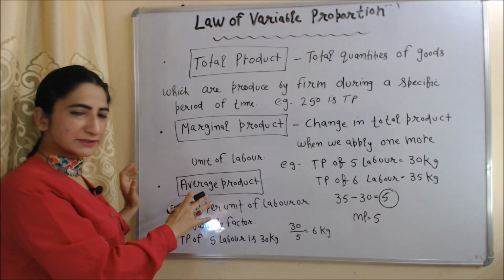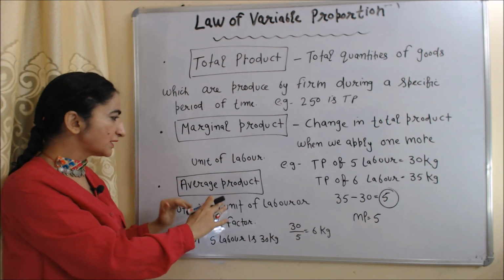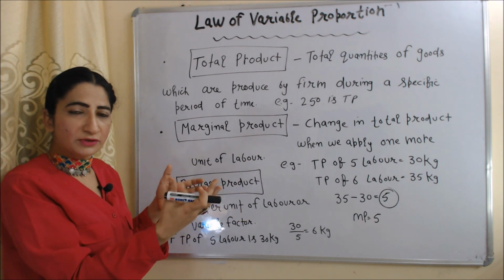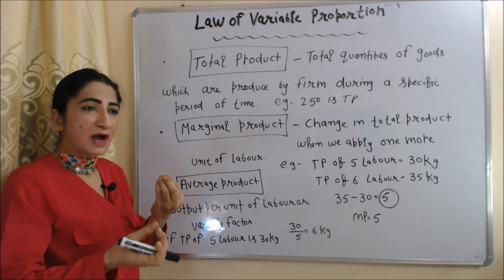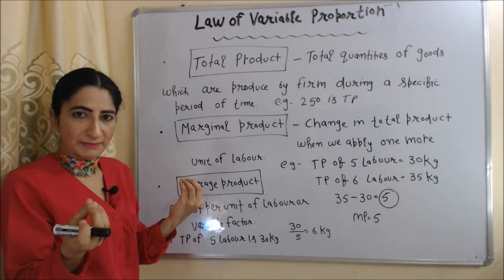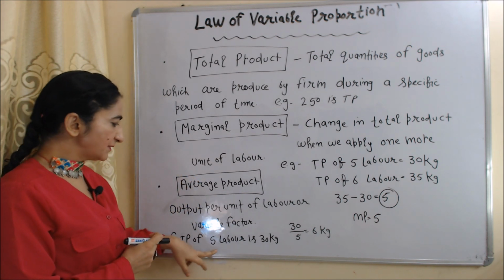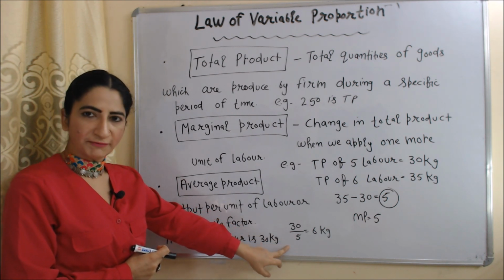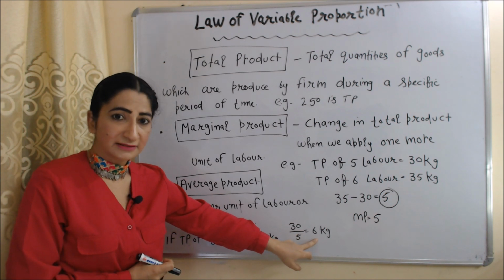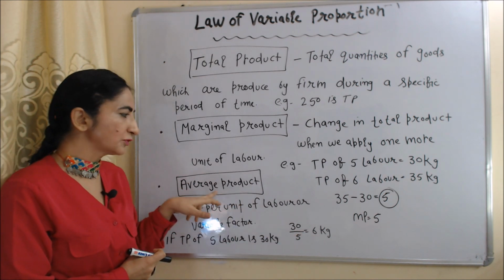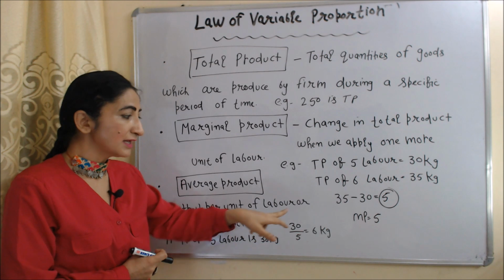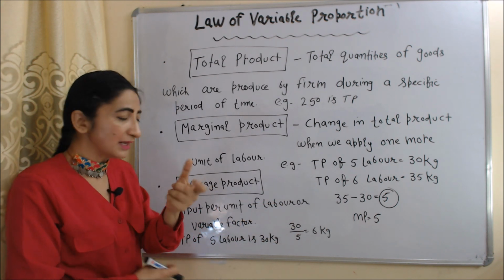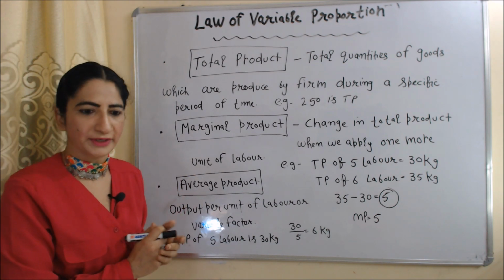So what is average product? Average product is output per unit of labor, or we can say that average product is output per unit of variable factor. Per unit means output produced by only one labor. For example, if TP of 5 labor is equal to 30 kg, 30 kg divided by 5 is equal to 6 kg. This 6 kg will be called output per unit of labor, or we can say that this 6 kg will be called output which is produced by only one labor, and this will be called our average product.